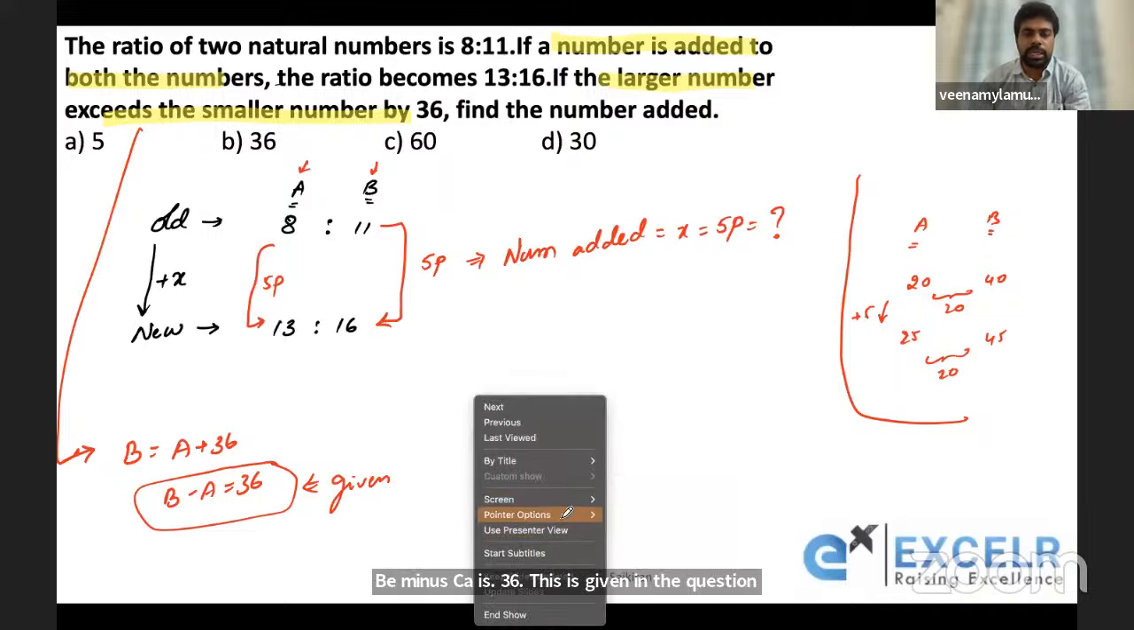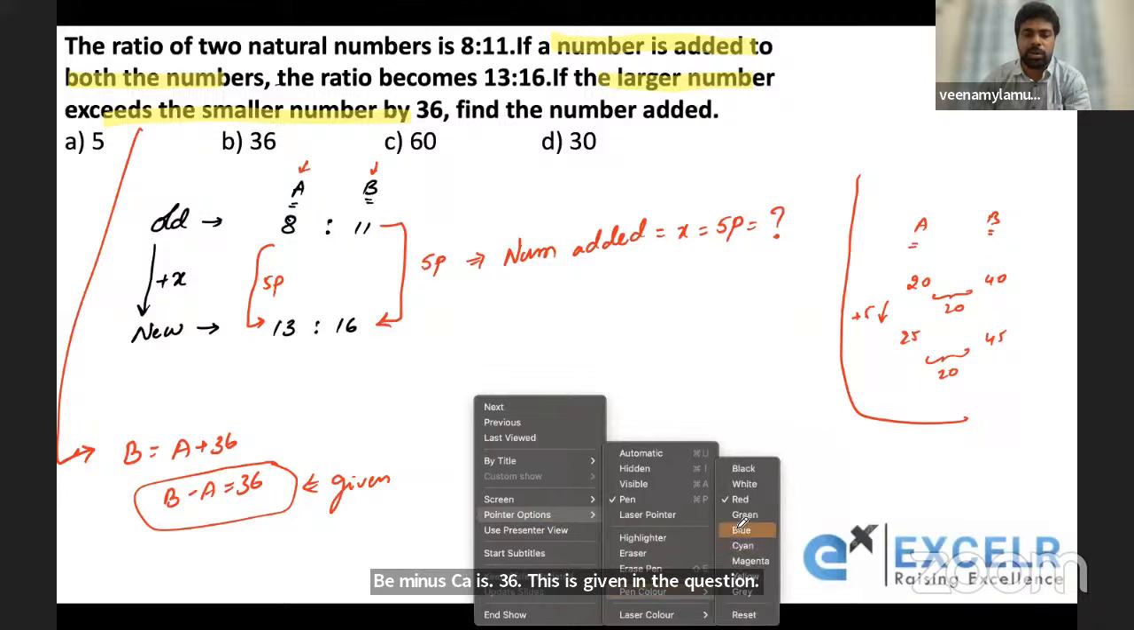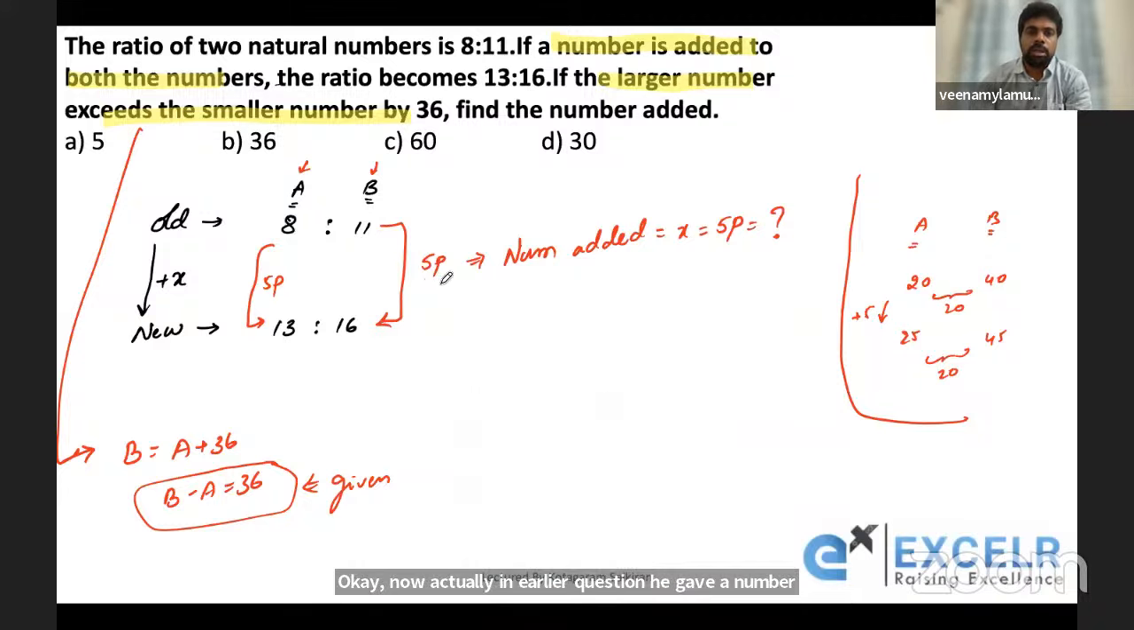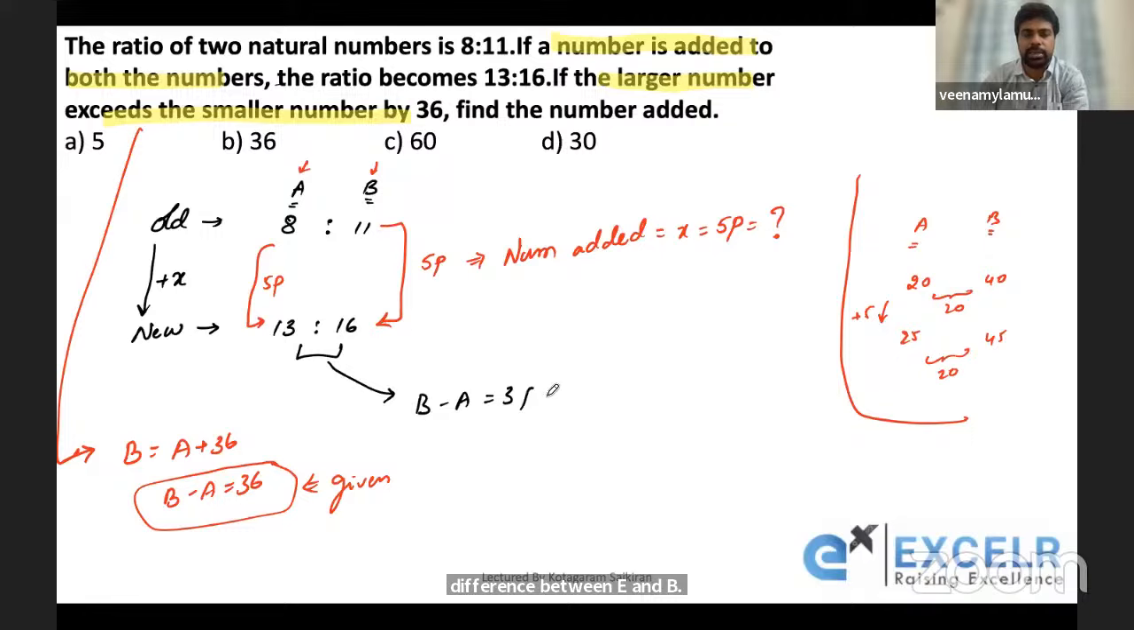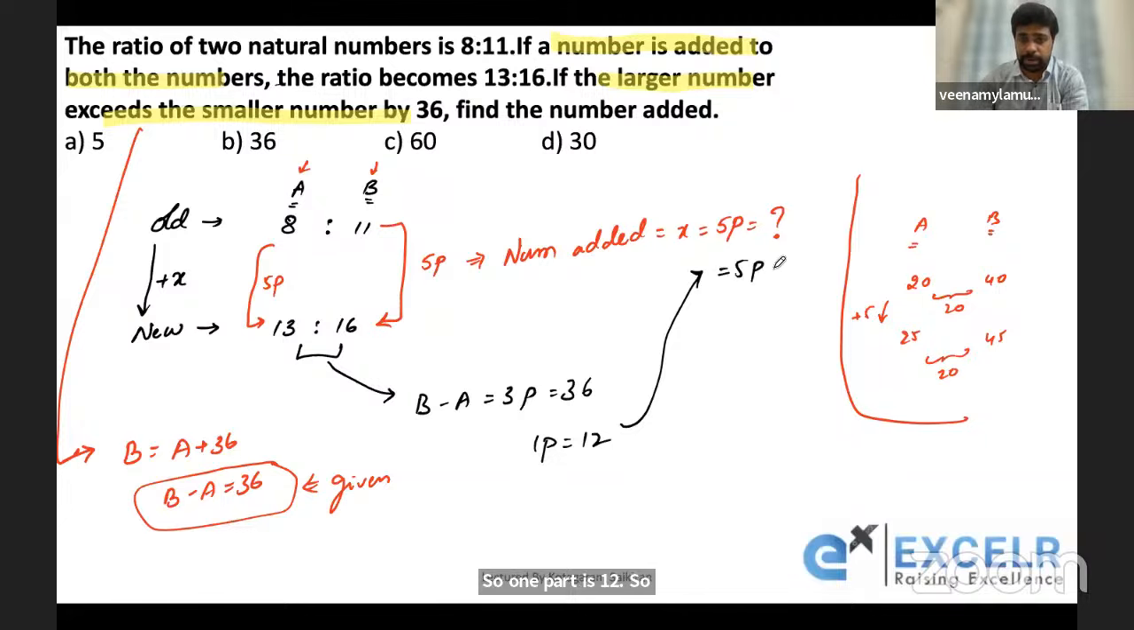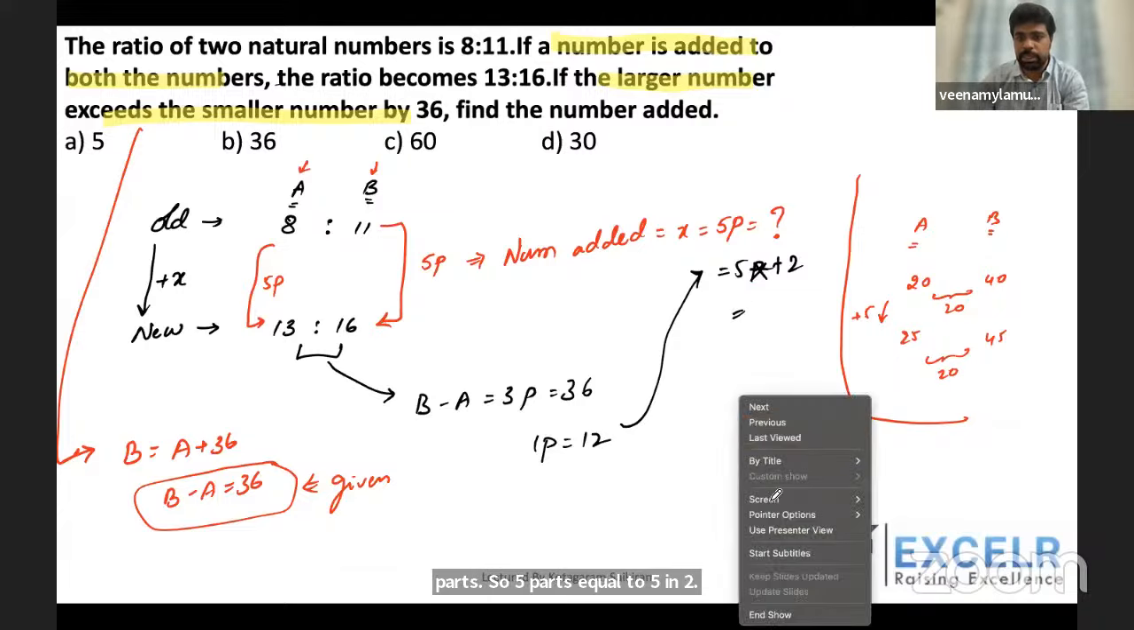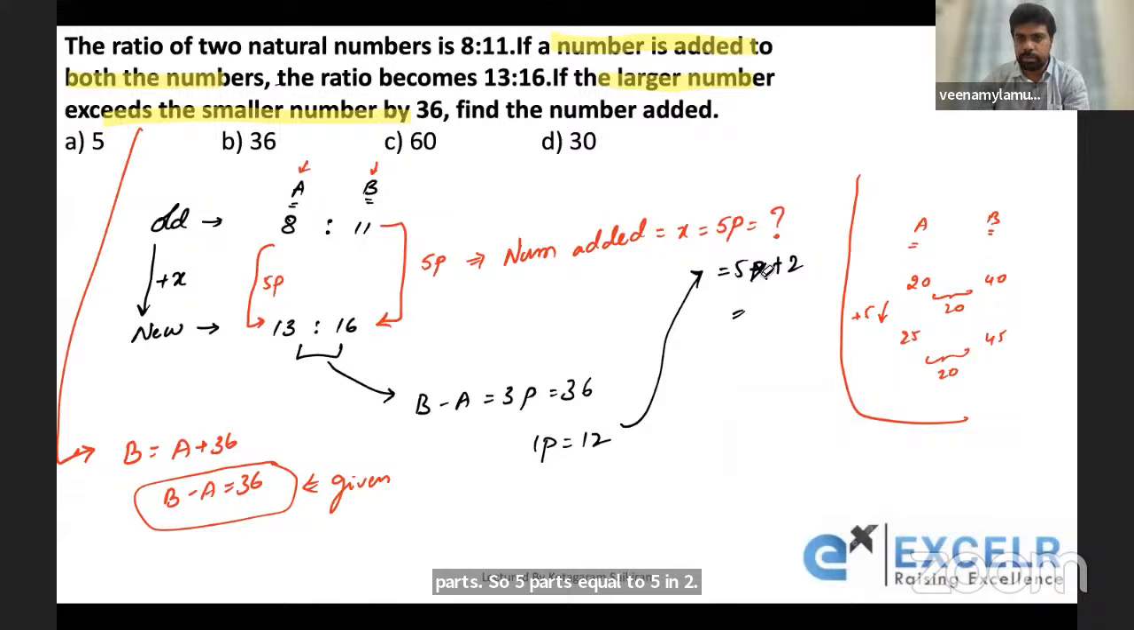Okay. Now, in the earlier question, he gave the number added and told us to find the sum. Now, he is giving the difference between A and B. So the difference, B minus A, is how many parts for us? 3 parts. So that is 36. So one part is 12. The number added is X, that is 5 parts. So 5 parts equal 5 into 12, so it is 60.